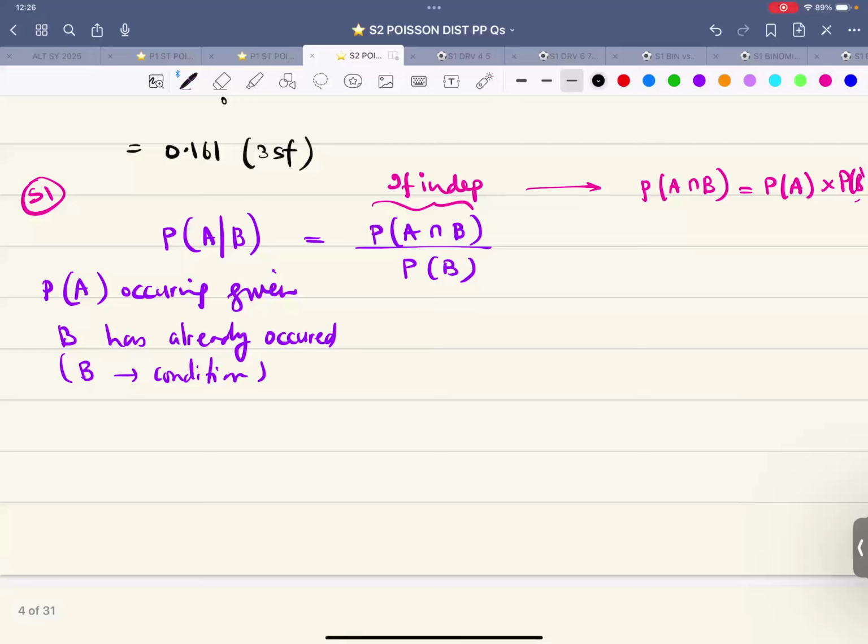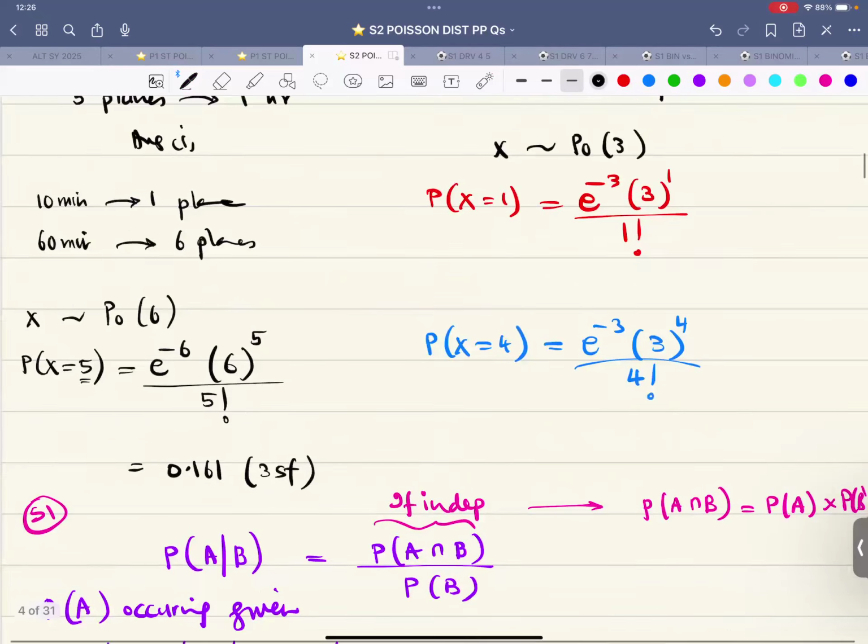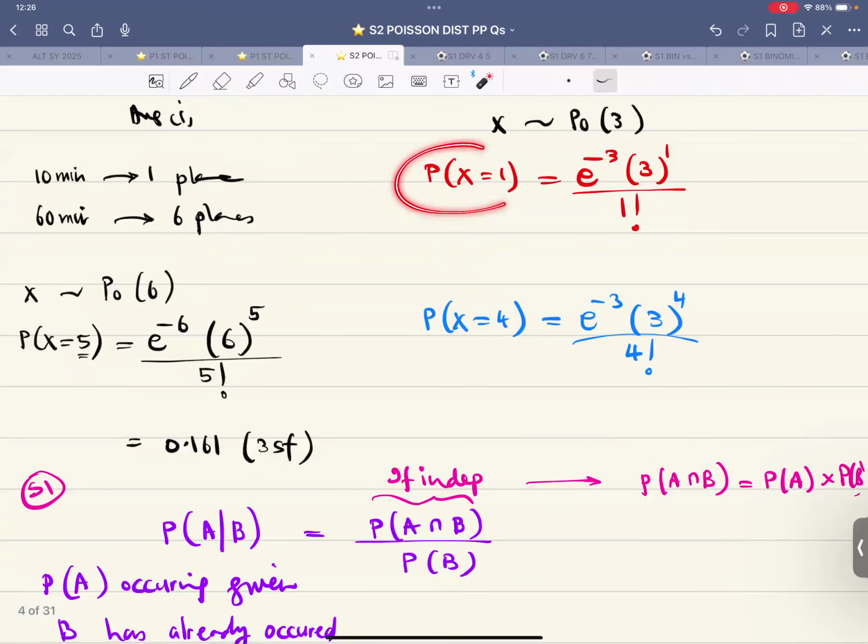Now over here, the condition is probability 5 planes landed in 1 hour. And then probability of A is 1 in 30 minutes. Probability of B, 4 in 30 minutes. Got the idea? This is 1 in 30 minutes. This is 4 in 30 minutes. Basically, these two will be multiplied, divided by probability of 5 planes.